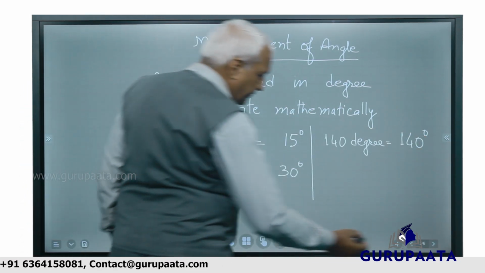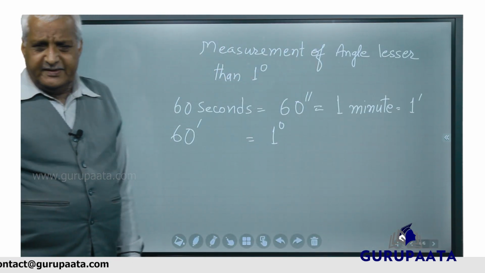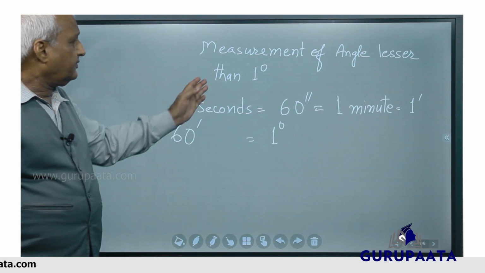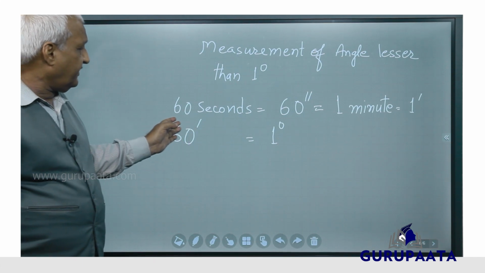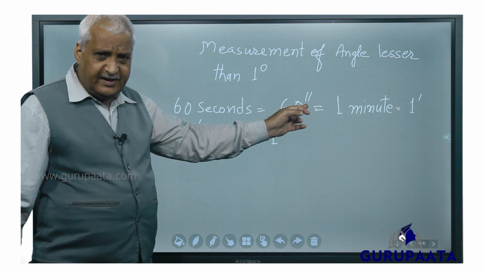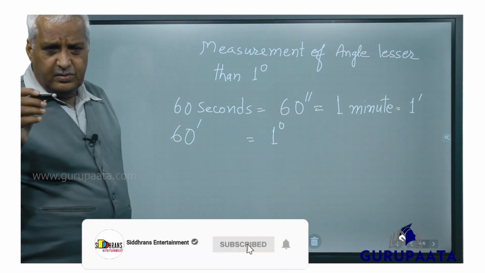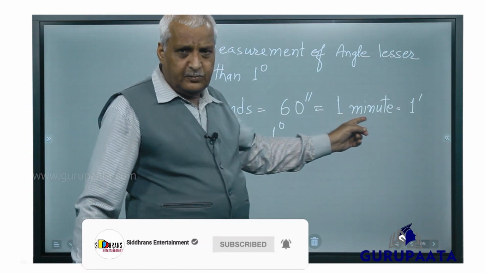Next, how to measure an angle which is lesser than 1 degree? There are 60 seconds. How can we write that mathematically? 60, and over it two small oblique lines. Then that makes 1 minute.